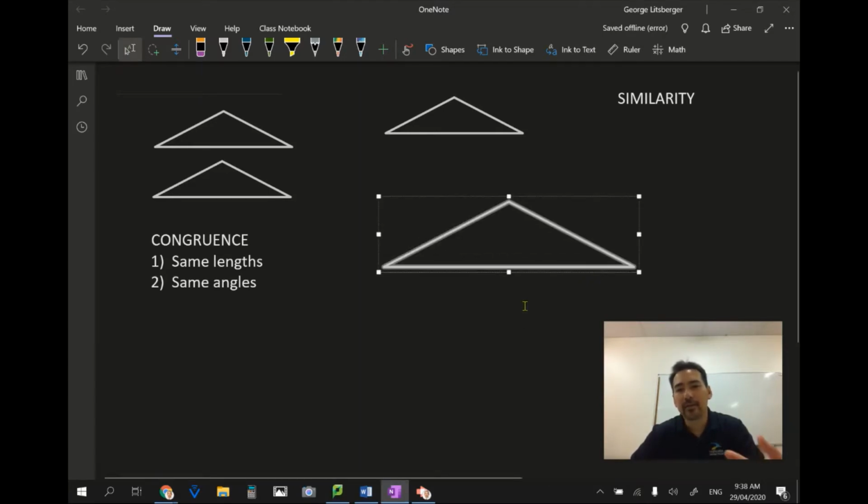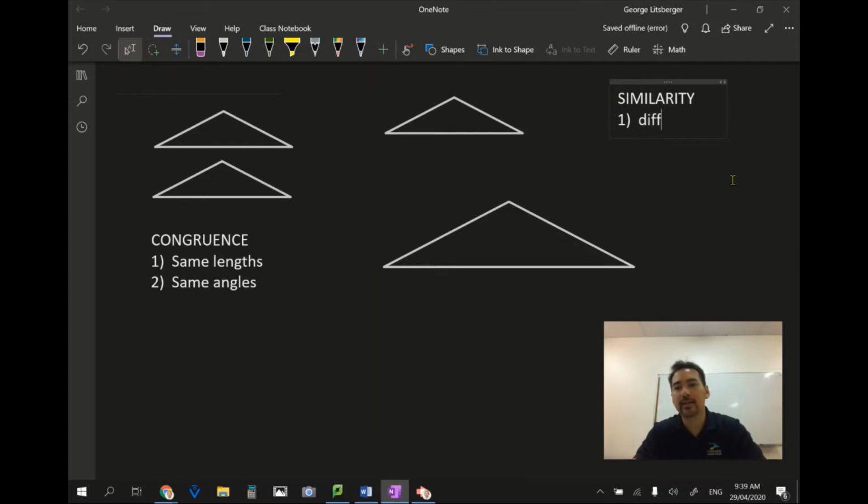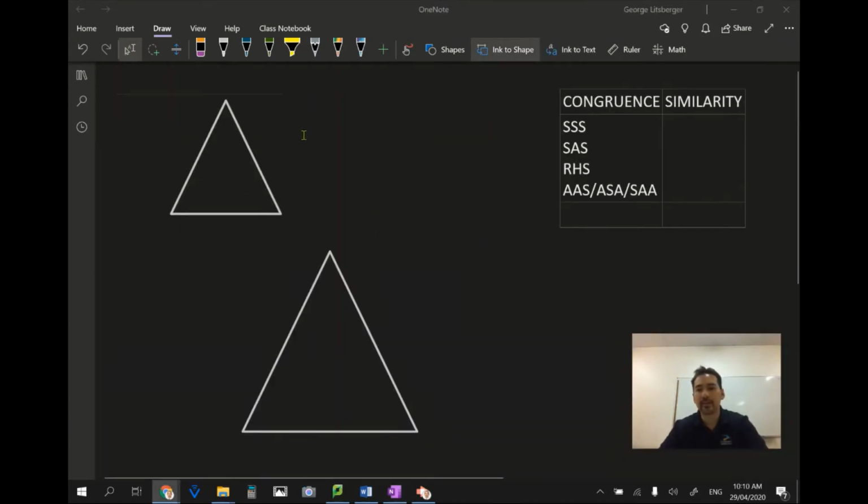We now have two triangles that look the same. They are in proportion with each other. It's just bigger. Okay. And what's happened? Have the lengths changed? Yes, they have. So we would say that they have different lengths. And tell me about the angles. Are they different as well? And we would say no, they still have the same angles. Okay? And so that is similarity versus congruence. So let's have a look at the first rule.